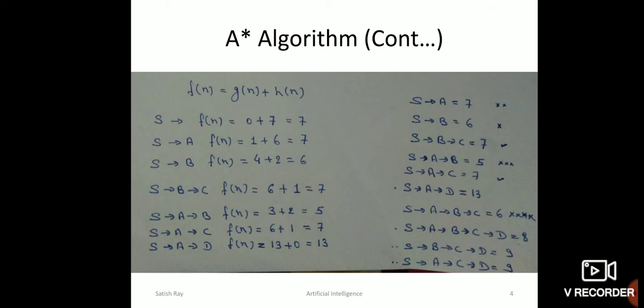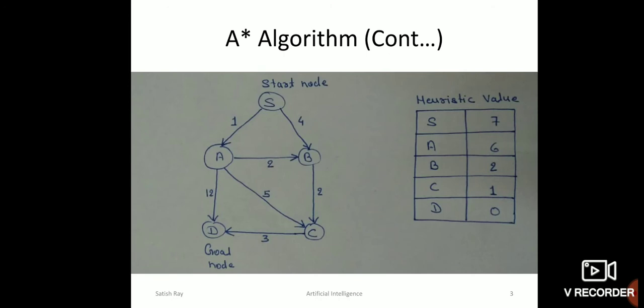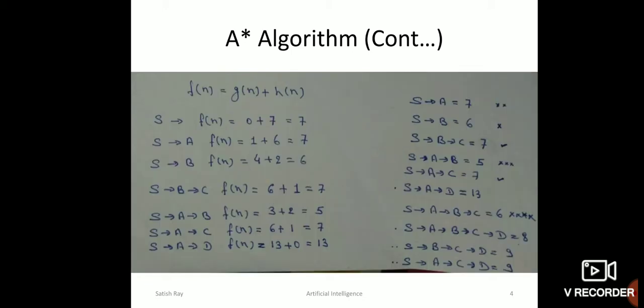For S to B to C, the f of n will be 6 plus 1. S to B to C has g of n value of 4 plus 2, that is 6, and the h of n for the node C is 1. So 6 plus 1 is 7. So we will write it at the right hand side. Then we have unexplored paths, that is S to A and S to B to C, and both have the same value. So we are selecting S to A first.